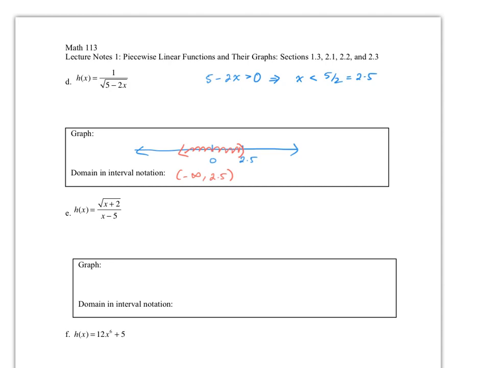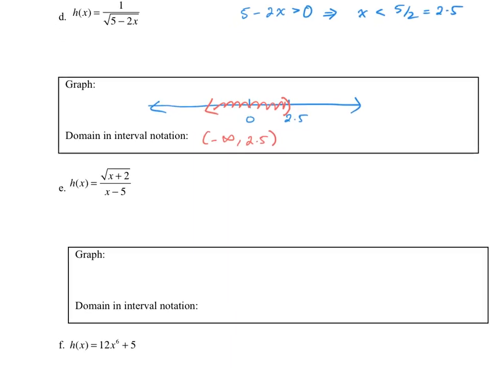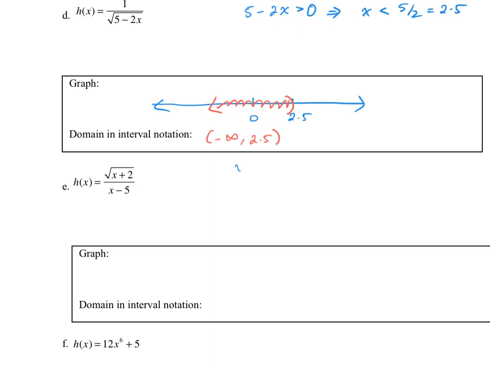Now part E, this is as hard as it gets, because you have to worry about the radical, and you also have to worry about not dividing by 0. So here, the first thing we do is make sure that this is positive. So that means that x has to be greater or equal to -2. So that's the first part. And the second part, it says that x minus 5 is equal to 0. So that implies that x is equal to 5. So therefore, x equal to positive 5 cannot be part of the domain.